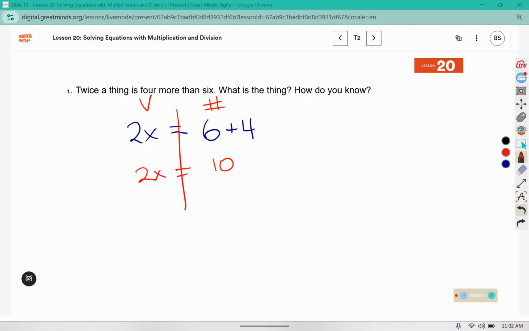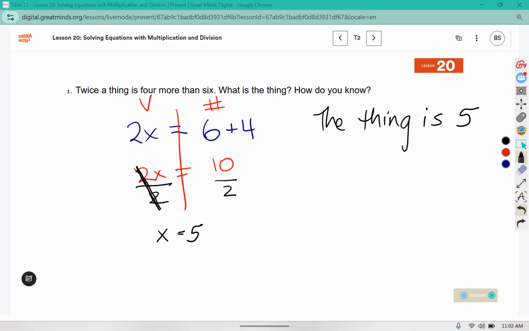Our goal is to solve it for that unknown thing. Right now the x is being multiplied by 2. So we can divide by 2 on both sides to undo the multiplication. 2 divided by 2 is 1, so we have 1x. And 10 divided by 2 is 5. So the thing is 5. And how do we know we showed it with algebra? We know 4 more than 6 is 10, and twice a thing, twice 5 is 10.